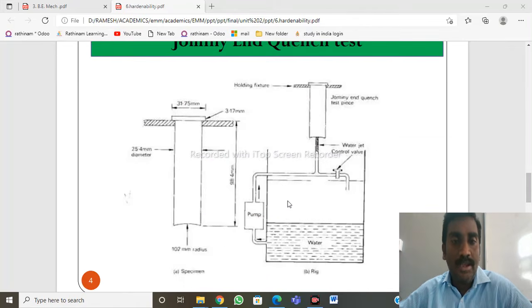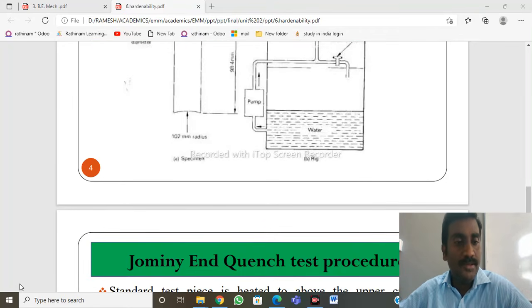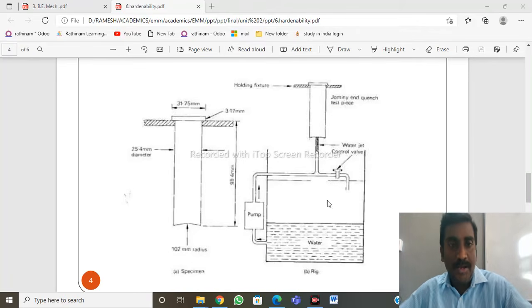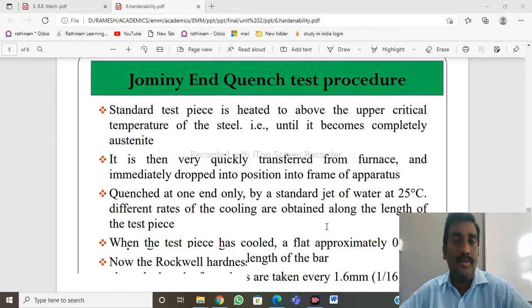Then the Jominy end quench test apparatus. This is the Jominy end quench test apparatus. So this is the specimen we have discussed, and this is the apparatus we are having. In this apparatus, there is a water sump. In that water sump, there is a pump. This pump is to compress the water and supply it to one end of this specimen. Then again it comes back to the water sump. So this is the apparatus we are having.